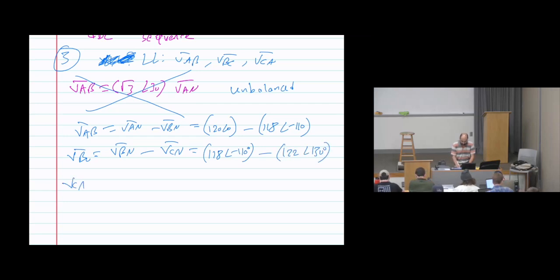Then the last one, VCA equals VCN minus VAN. Then it will be 122 angle 130 degrees minus 120 angle 0 degrees. Actually, I don't have the numbers, but that's how we find it. You can use the calculator to do it. That's the only way. We cannot use the other formulas. Keep in mind, if we need to use the other formulas, we need to have a balanced system. Okay? Any question?